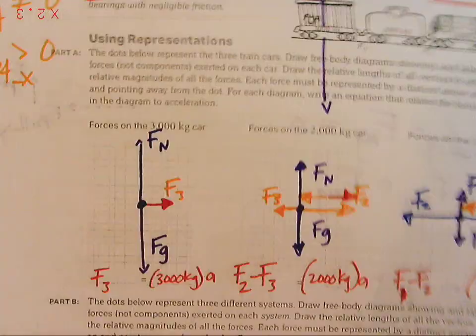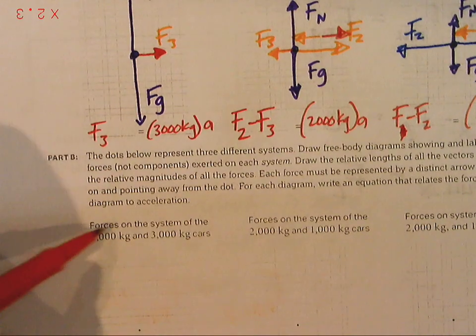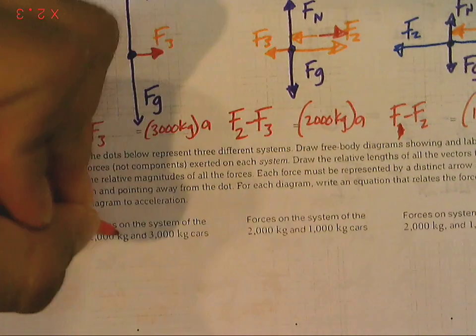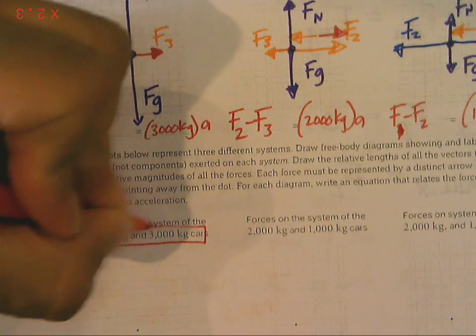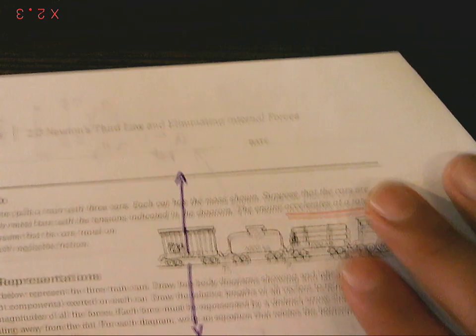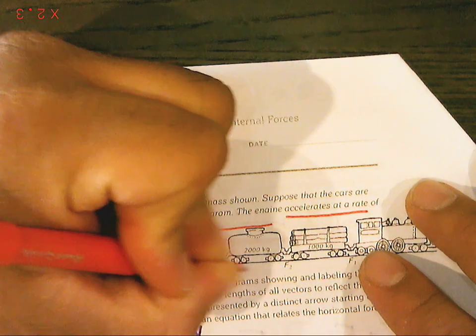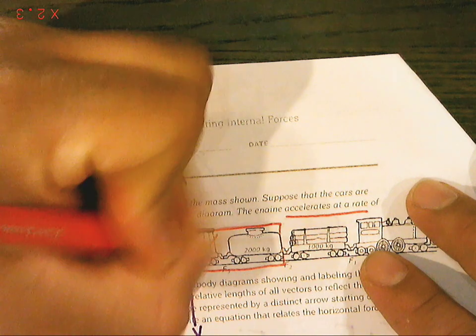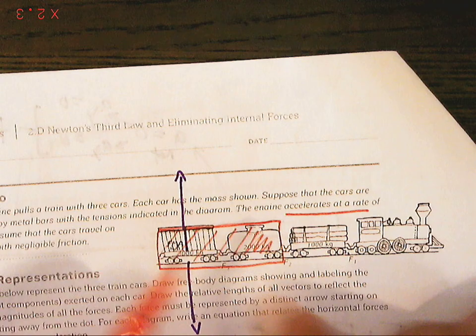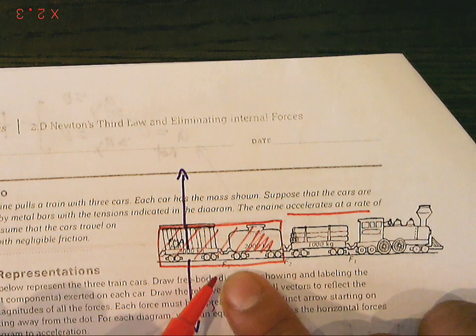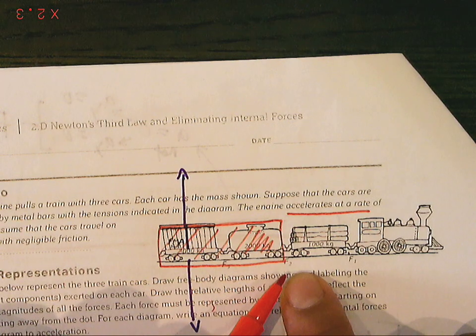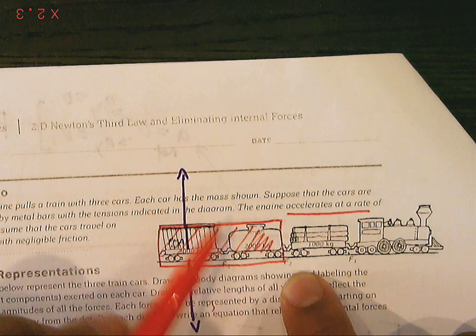Now I like this one. This one is interesting because it says, what are the forces in the system of the 2,000 and 3,000 kilogram cars at the same time? It's almost as if you're taking the 2,000 and 3,000 and considering them one whole system together. So that just negates F3. You don't even worry about that. Now you're only worried about F2 because it's like you're dragging the whole thing.